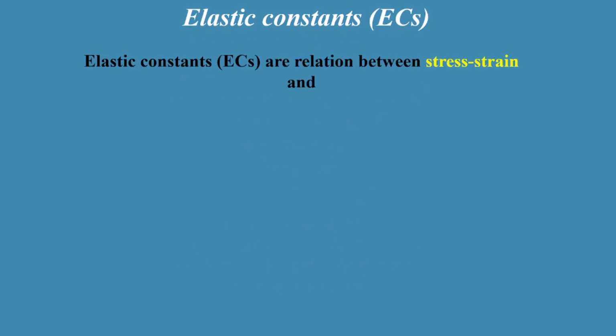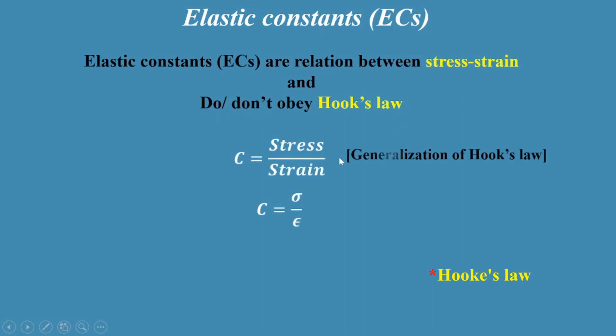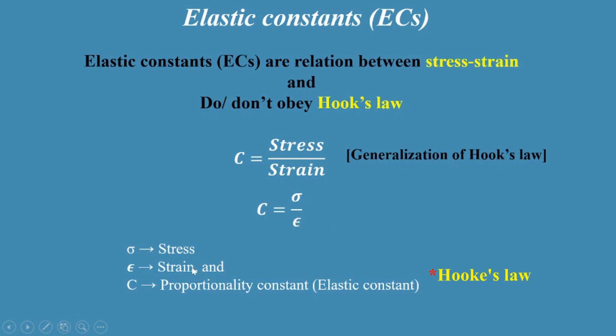Basically, elastic constants are the relation between stress and strain, and they do or don't obey Hooke's law of elasticity based on the order of the elastic constants, which we will see later. Here I am presuming that you are all familiar with Hooke's law of elasticity. The generalized Hooke's law defines the elastic constants as the ratio of stress to strain, where sigma, epsilon and uppercase C define the stress, strain and elastic constants respectively.